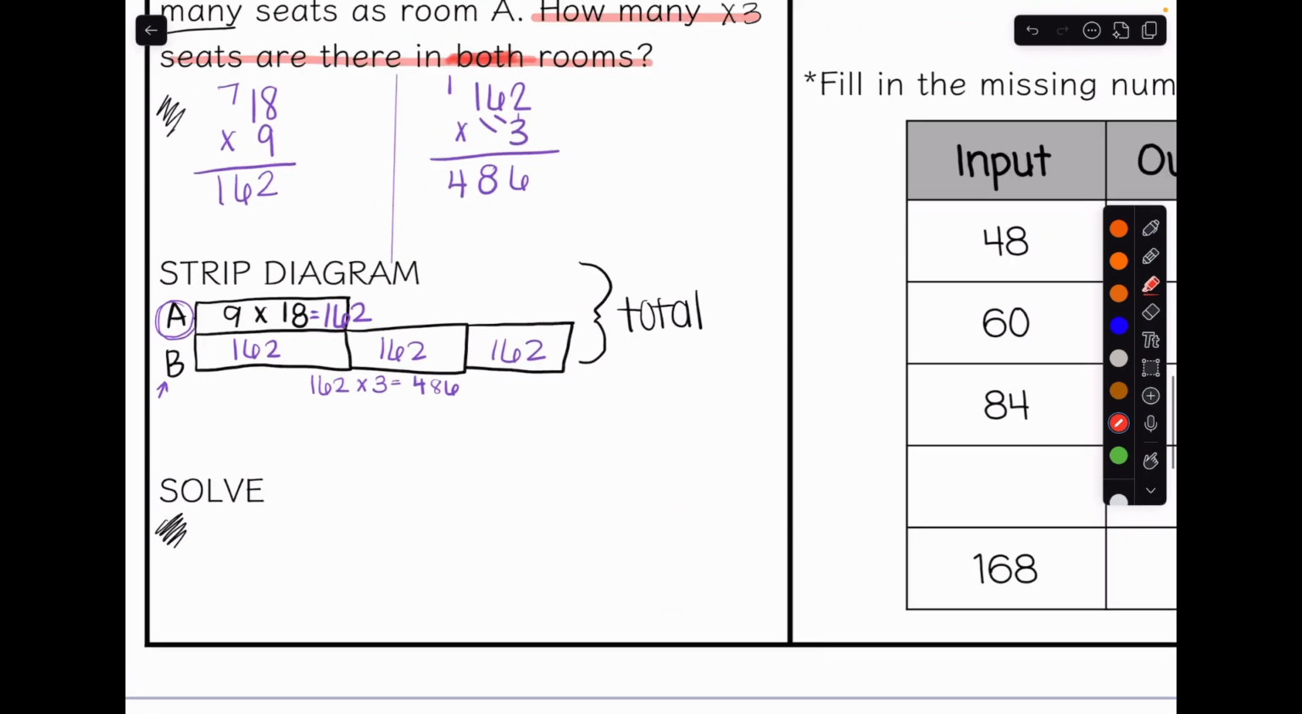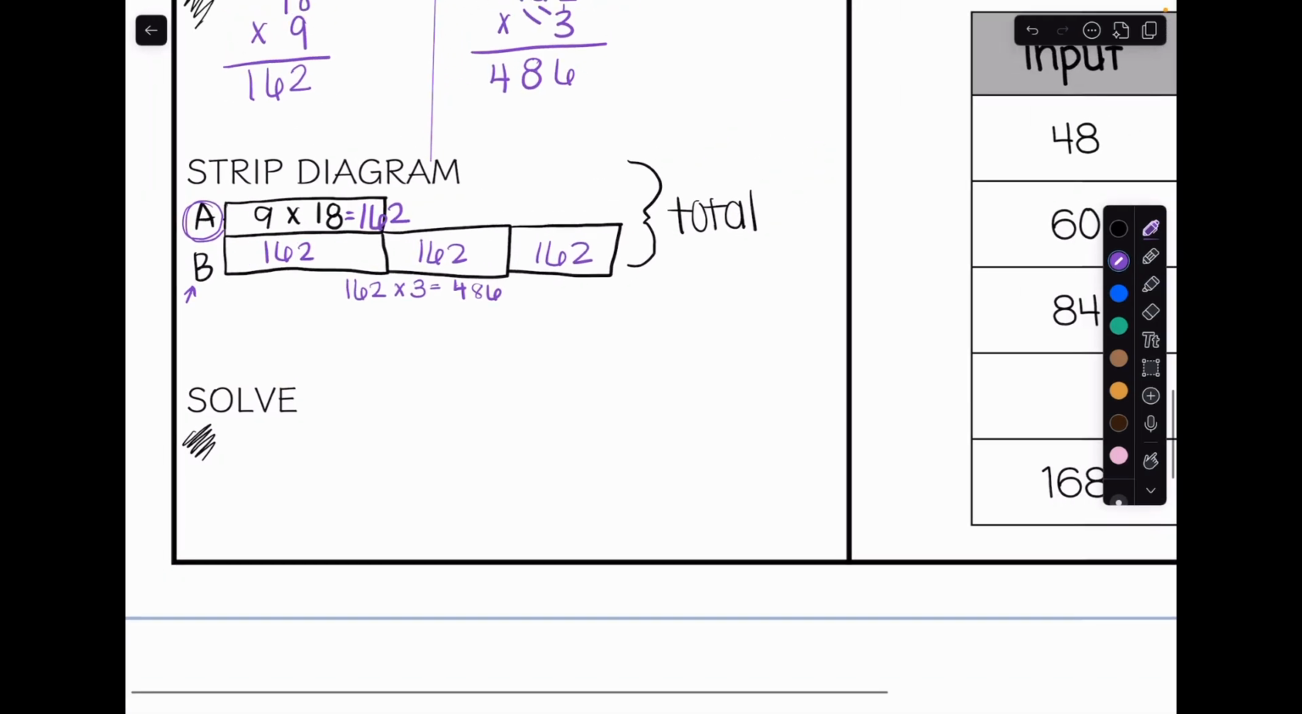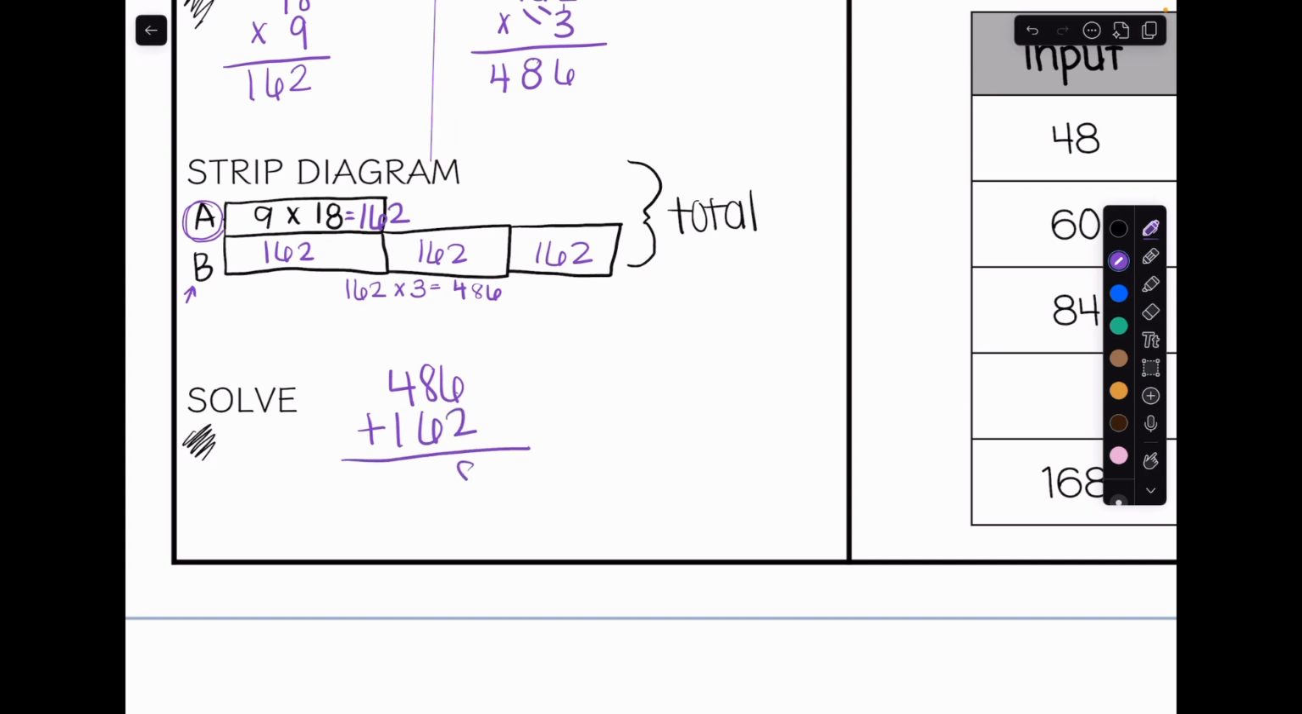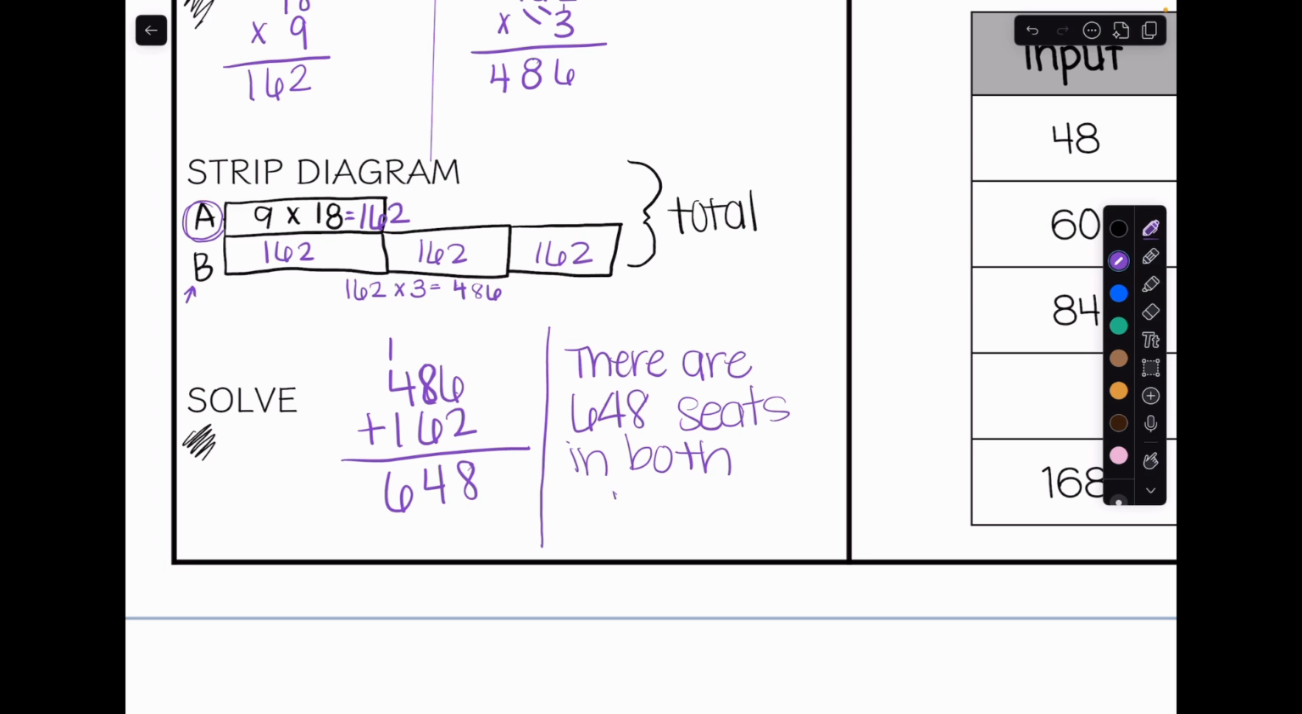Okay, so now that we have both of our totals, we are going to add them together. 486 plus 162. 6 plus 2, 8. 8 plus 6, 14. I'm at 1. 4 plus 2, 6. So there are 648 seats in both rooms.